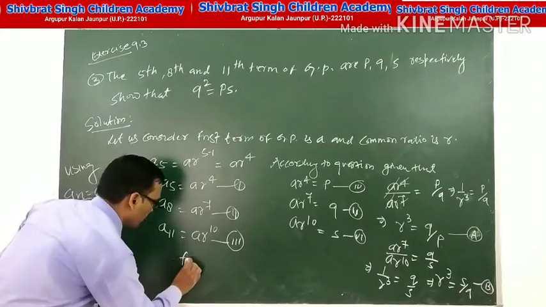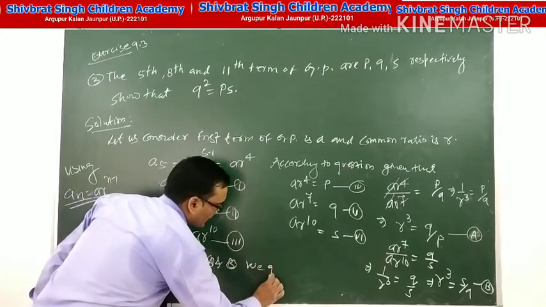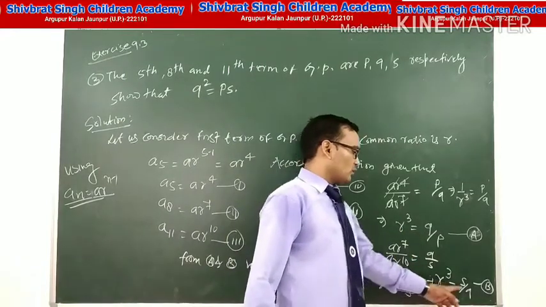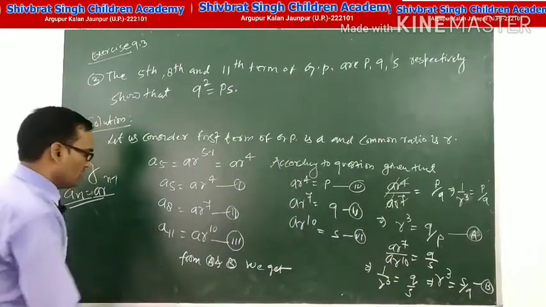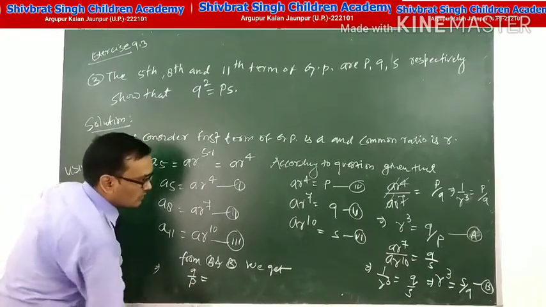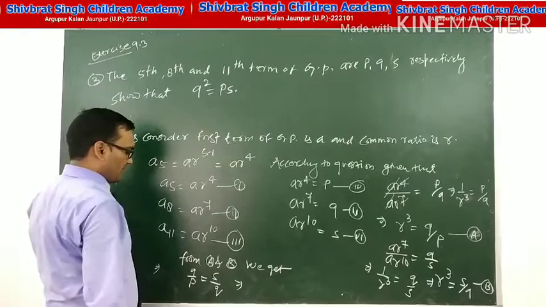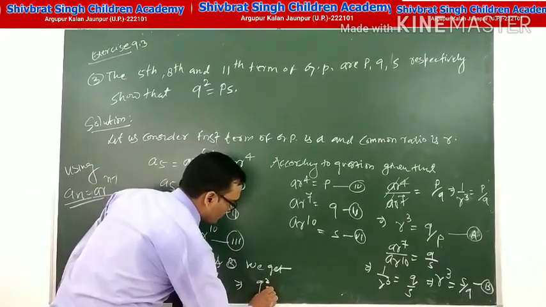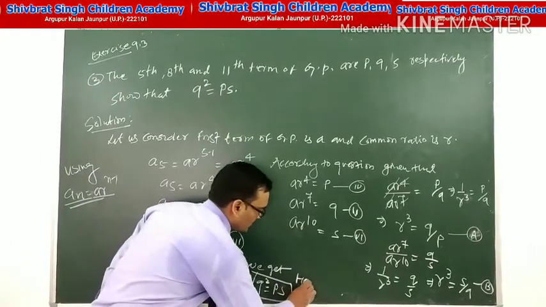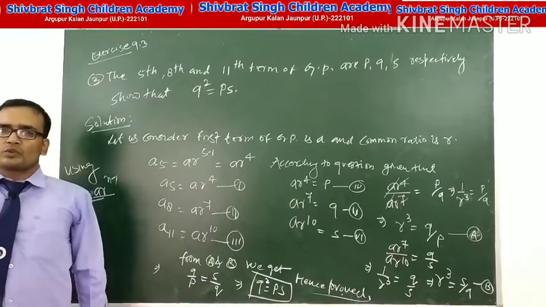From a and b we get both values of r to the power 3, then both values are equal. That means q upon p equals s upon q. This implies that, multiplying by q, q square equals ps. We obtain the relationship, hence proved. Now we discuss the next question, number 6.